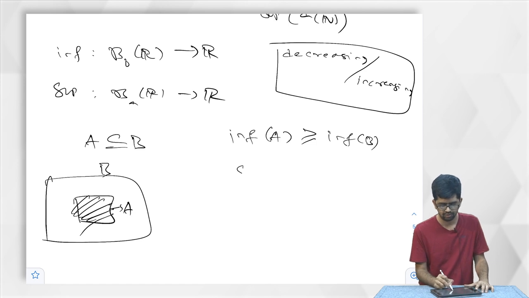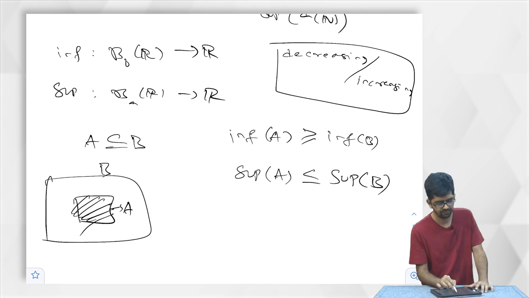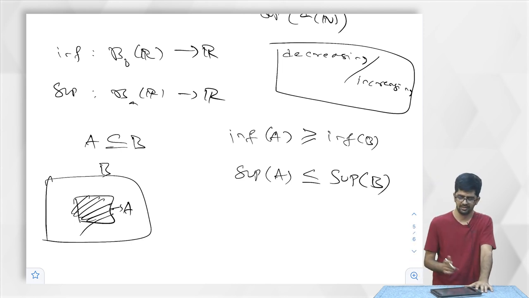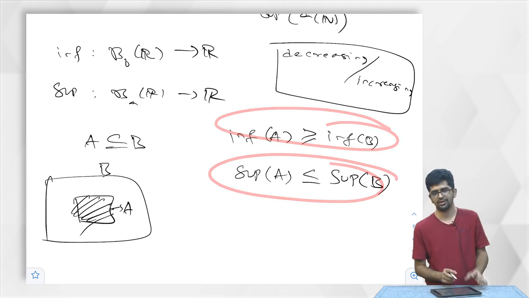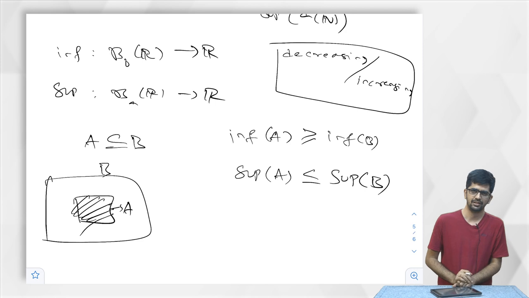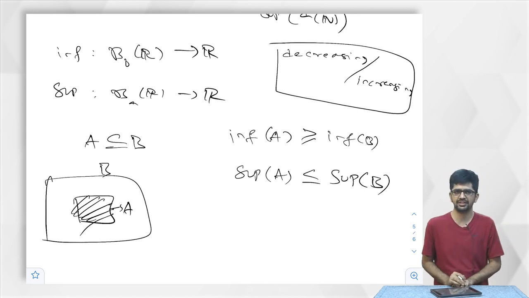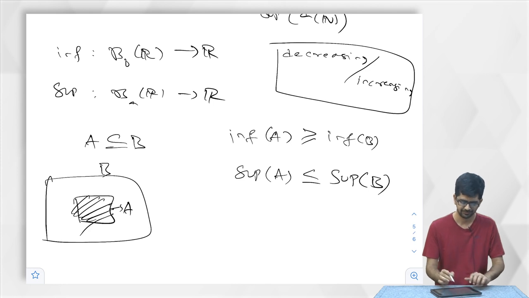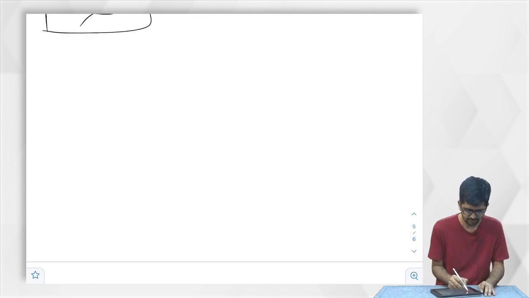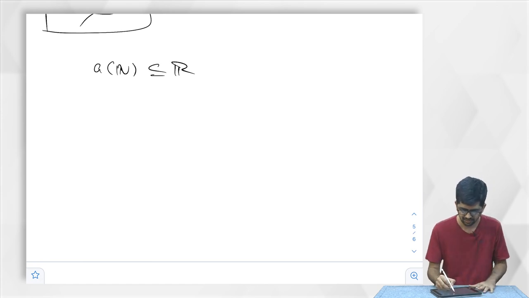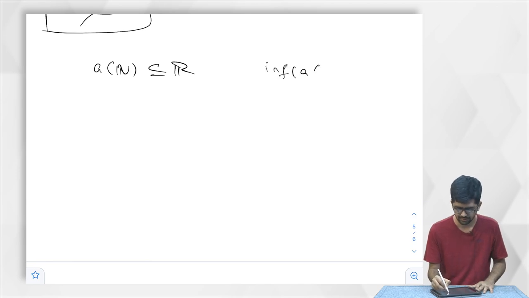Similarly, the supremum of A is at most the supremum of B. If we choose our subsets appropriately, we will be able to use one of these. So, as I said, instead of looking for what choice to make, whether to look for monotone increasing or monotone decreasing, let us do both. How do you do that? In the following way. So, An is a bounded subset of R. For this I have the infimum of An. Let me call this B1.